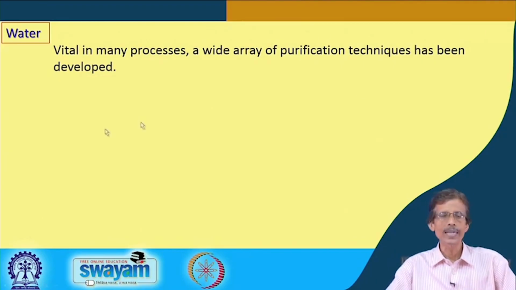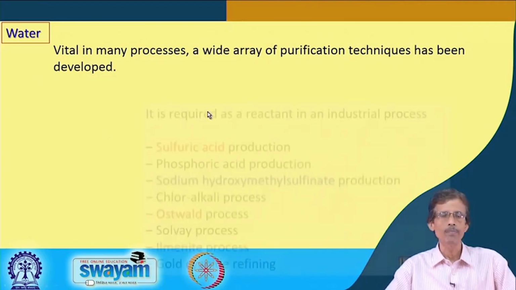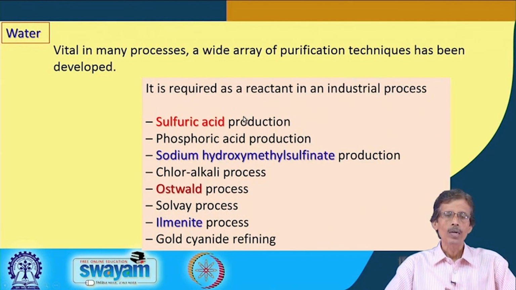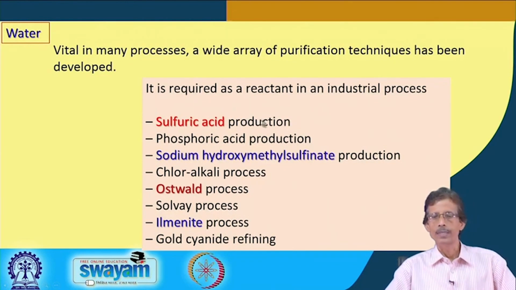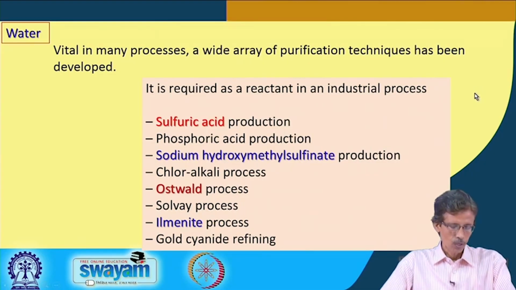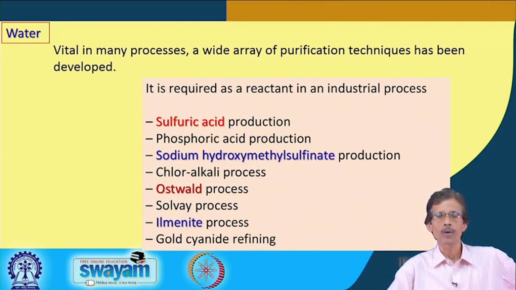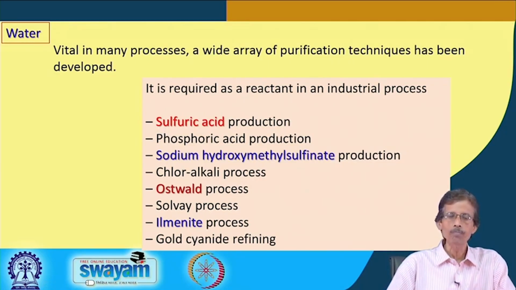So, purification techniques have been widely developed, and people are working on developing all these things for getting good quality of water. This water can be a typical starting material, a raw material, for different types of industrial processes. As I already gave you the typical example, that is sulfuric acid production.